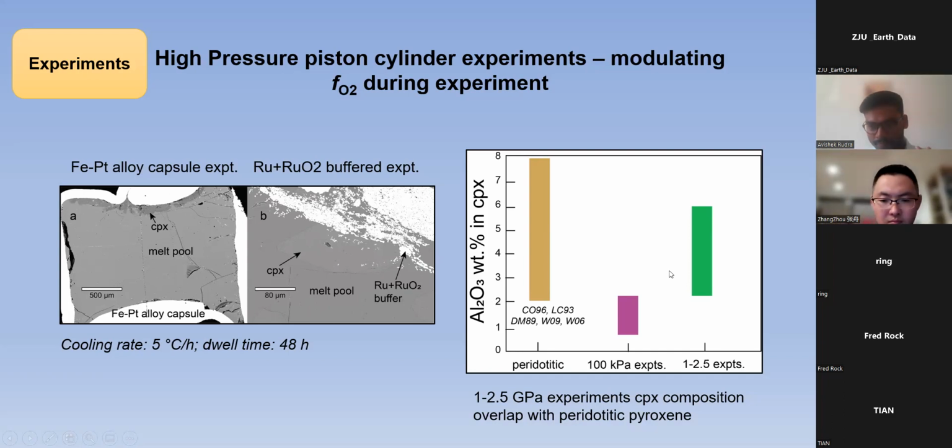And more importantly, because these experiments were done at high pressure, between 1 to 2.5 GPa, they made pyroxenes which are more aluminous than our previous experiments. So the range of aluminum concentration of these pyroxenes matches or overlaps with the aluminum concentrations that we have in the peridotite xenoliths. So they're much closer to the actual reality.